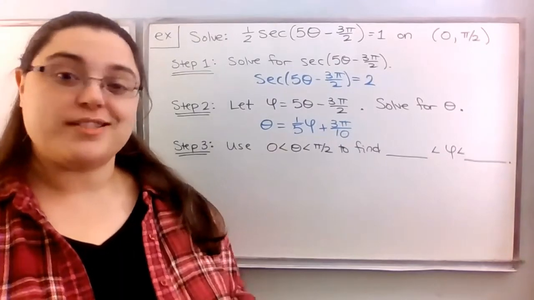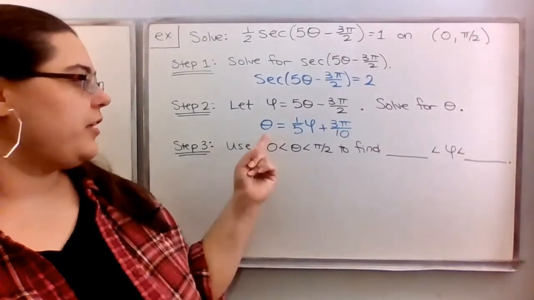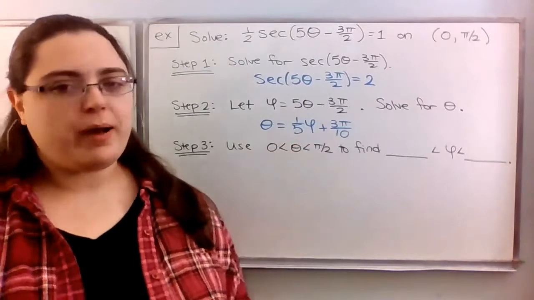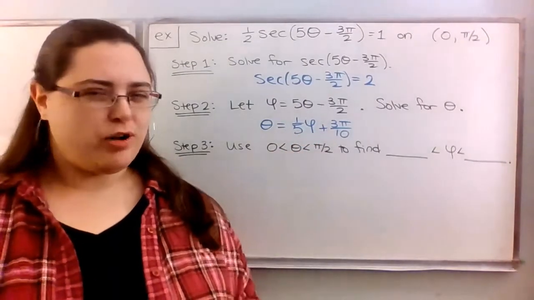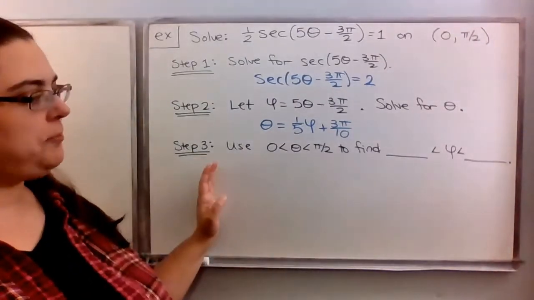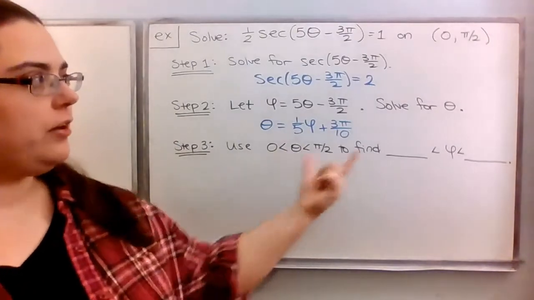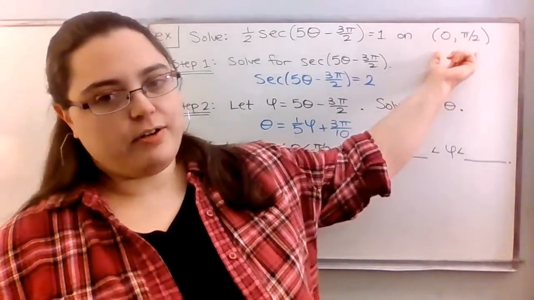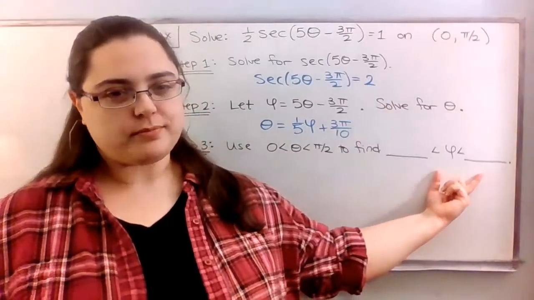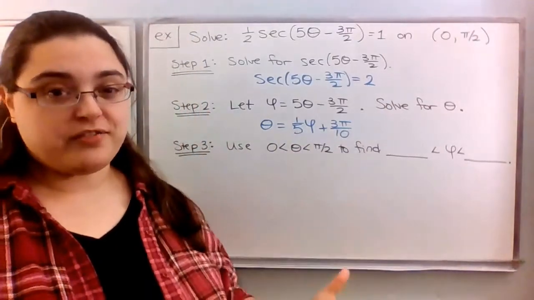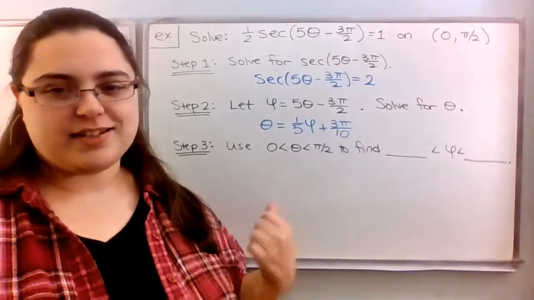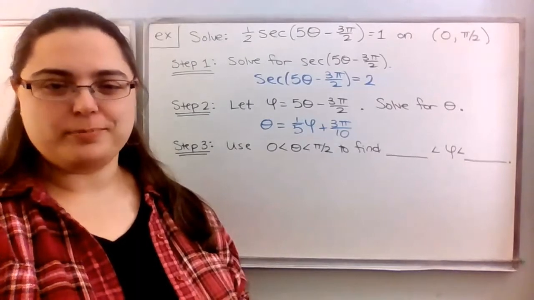All right, so for step 2, you should have gotten that theta was phi over 5, or 1/5 phi, plus 3 pi over 10. So if you didn't get that, pause and check your work. Once you get that, then we can move on to step 3. So we're going to use our boundaries here, that theta is between 0 and pi halves, to find boundaries that involve phi. So once again, go ahead, pause the video, see if you can figure out the boundaries for phi, and then you can unpause and check, and then move on to the next step.